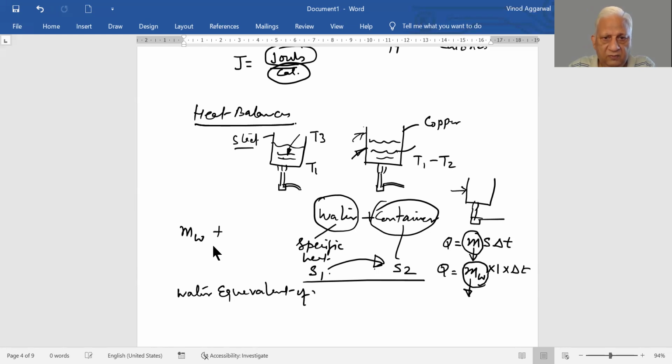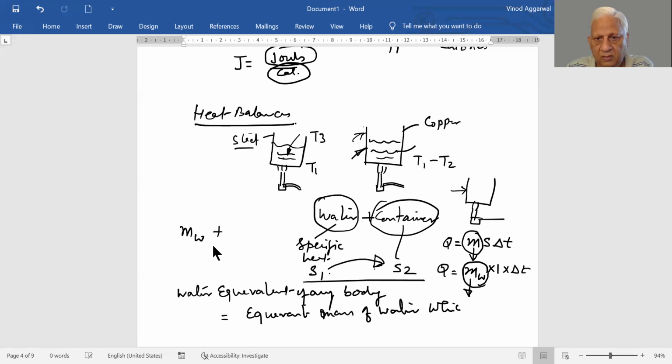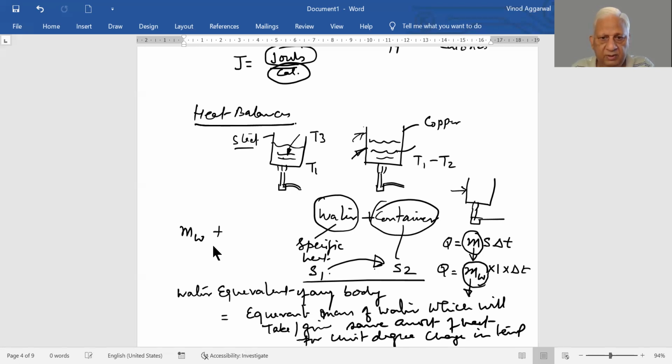So we can say water equivalent of any body is equal to the equivalent mass of water which will take or give the same amount of heat for unit degree change in temperature. I'll simply elaborate it slightly.